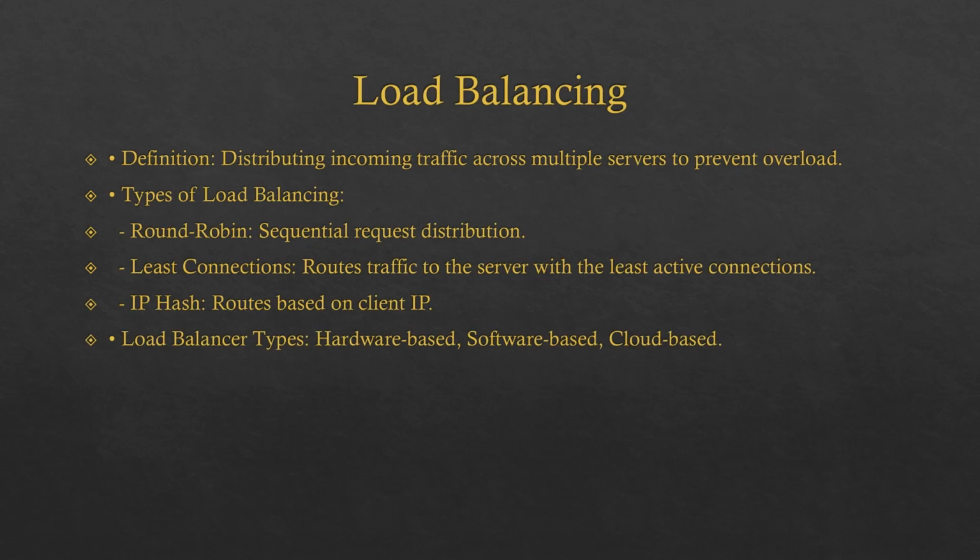Load balancing is crucial in any high availability system. It helps distribute incoming traffic across multiple servers to prevent any one server from becoming overwhelmed. There are different methods for load balancing. Round robin distributes requests evenly. Least connections routes traffic to the server with the fewest active connections. IP hash routes traffic based on the client's IP address. We can choose from hardware-based, software-based, or cloud-based load balancers depending on our system architecture.